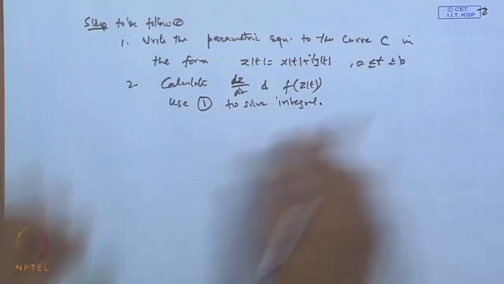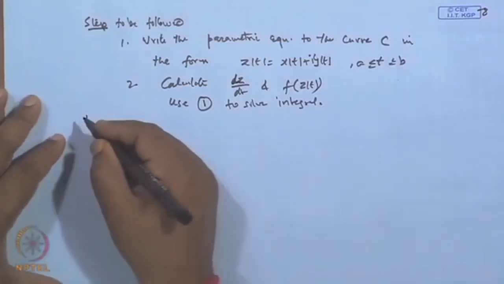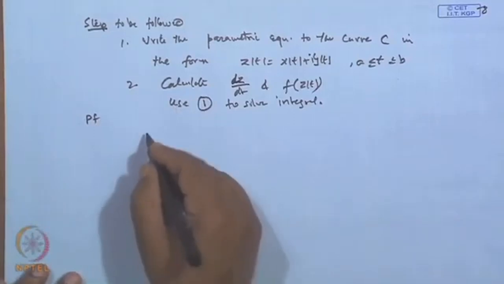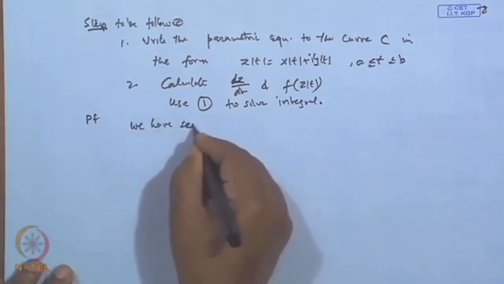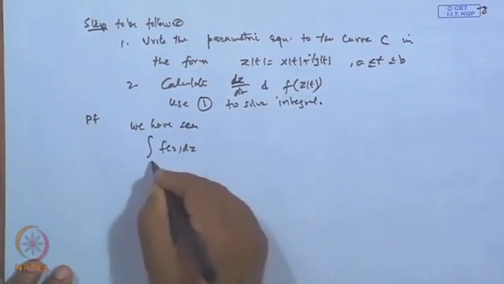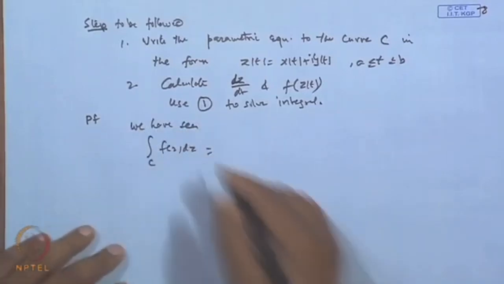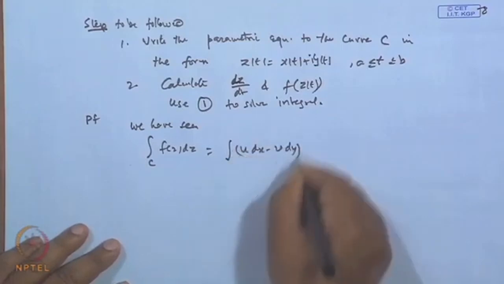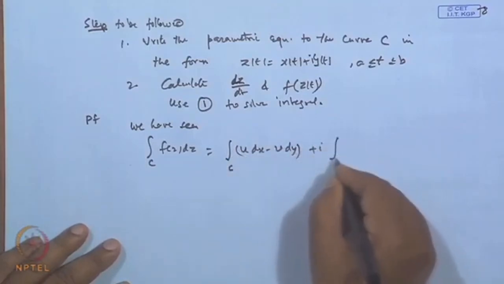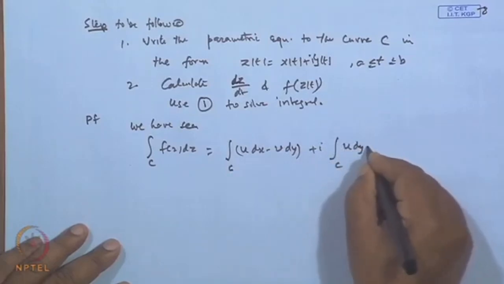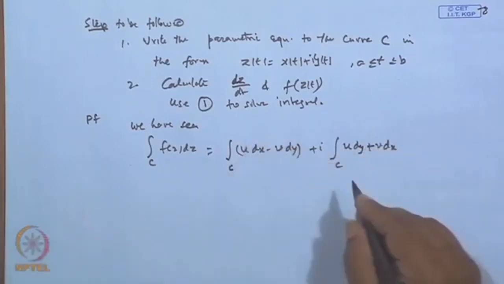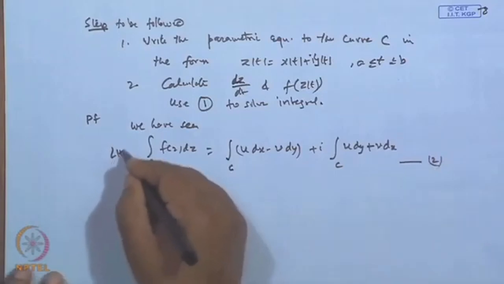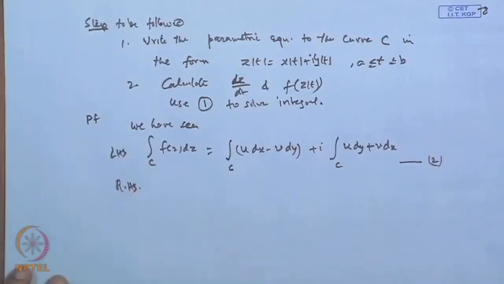Okay, so let us see why. The proof of this is very simple. How does it follow? The proof is like this. We have seen the integral of f(z) dz along the path C is nothing but the integral of u dx minus v dy along the path C plus i times the integral of u dy plus v dx. Just previously, when we showed the existence of this line integral, we came across this. So this is the left hand side, and the right hand side will also give the same value.